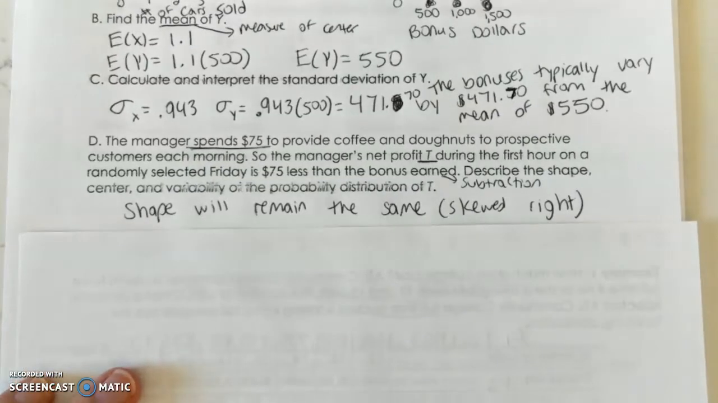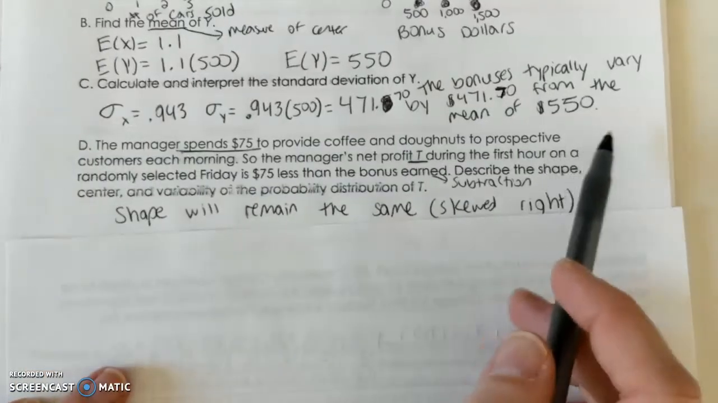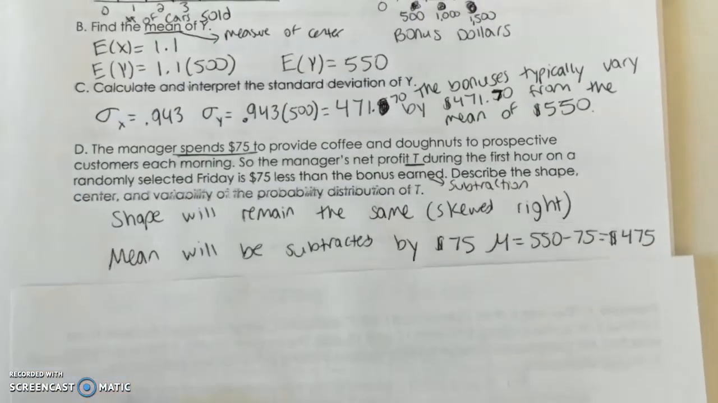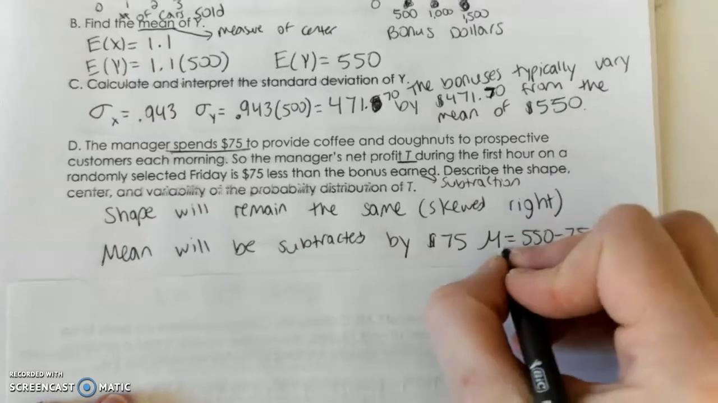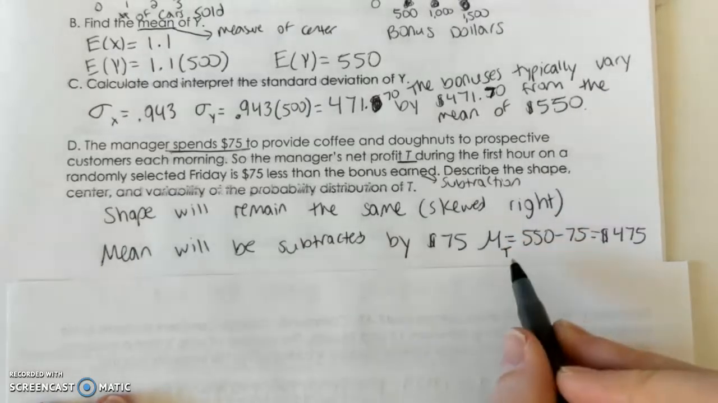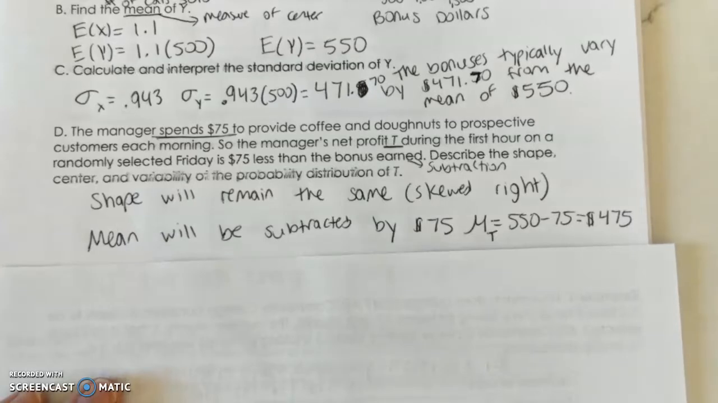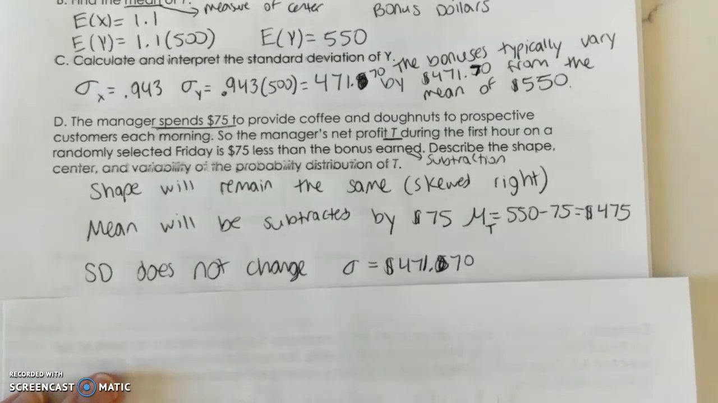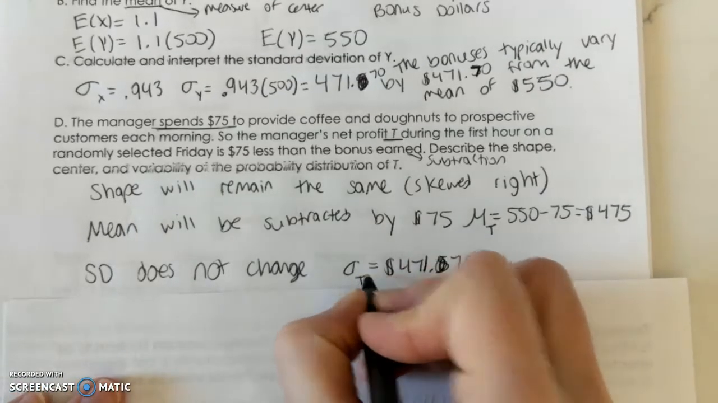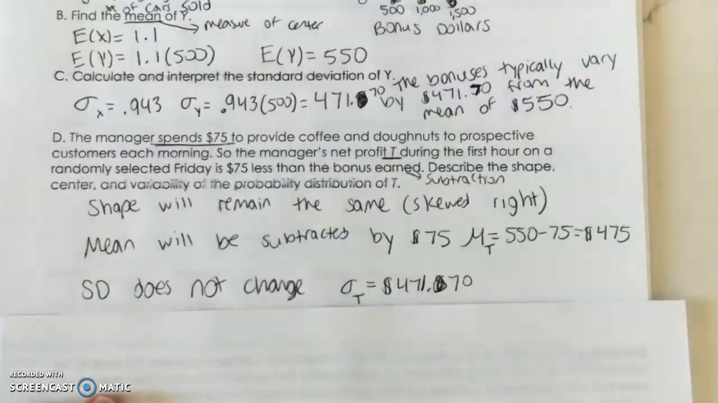All right, our measure of center does change, so what we're going to do is subtract $75 from 550. So the mean will be subtracted by $75, so the mu of t, this is our new random variable t, is 550 minus 75, which is 475. And then our measure of variability does not change. Standard deviation does not change. So standard deviation of t is equal to 471.70, right? What we calculated in part C.